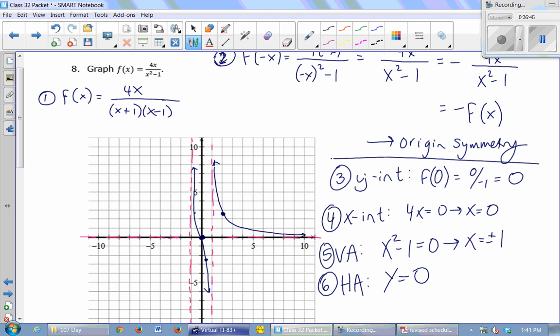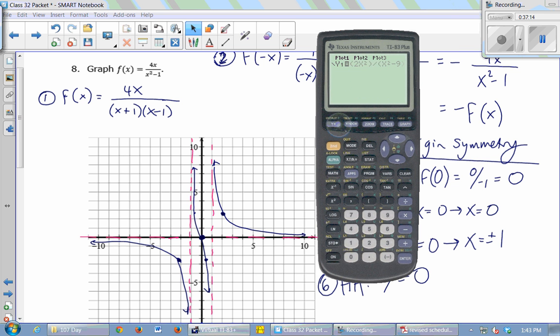Yeah, it looks kind of like x cubed near the origin. And then on the other side of my asymptote, if I plug in a negative 2, I'm going to get negative 2 2/3. And then it's just going to approach my asymptotes. Oh, in the calculator? Yeah, let's check it. So 4x divided by x squared minus 1. Yep, perfect.